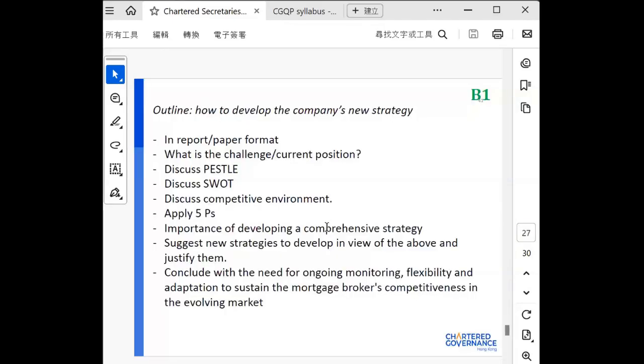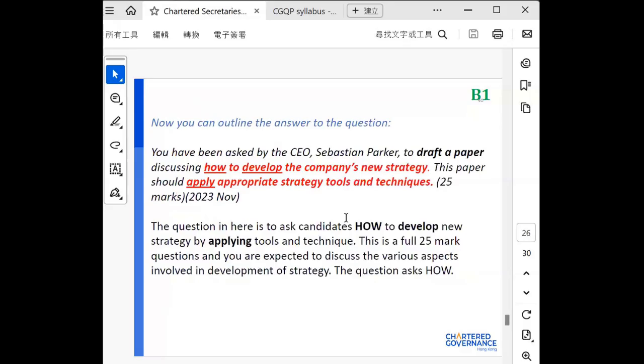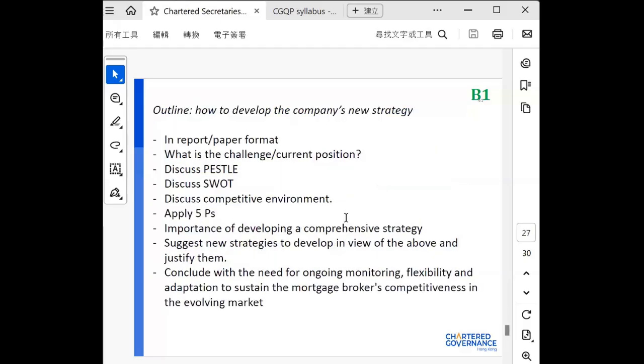Right. So I think this is a very simple and short question. You can look at the question again. It requires you to discuss quite a number of issues. When you draft a paper to explain how to develop a new strategy, you have to consider it from the start, and then you have to analyze some of the things, right? Like the SWOT analysis, asset analysis, apply the five Ps, apply the Porter's five forces, etc.